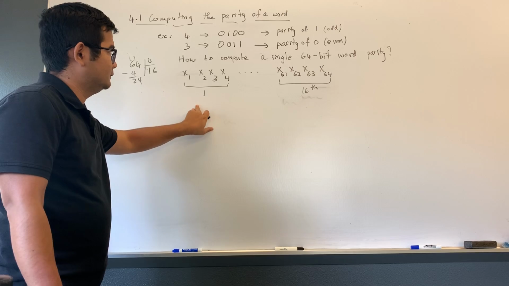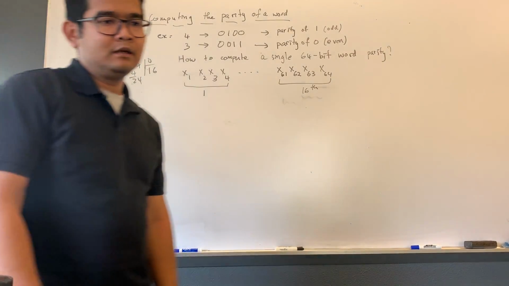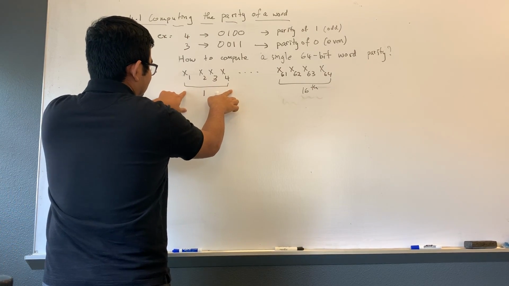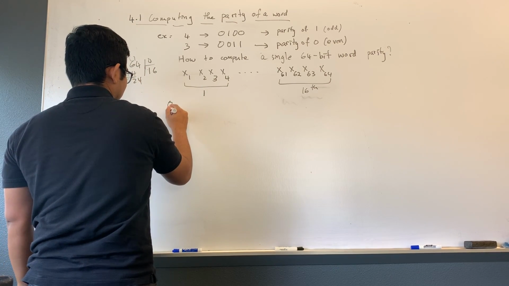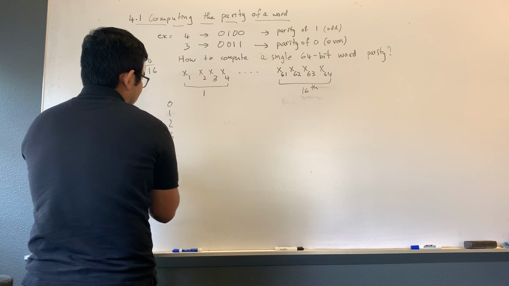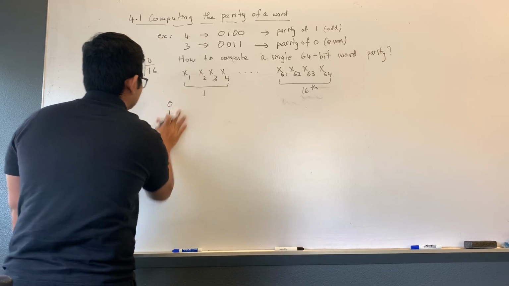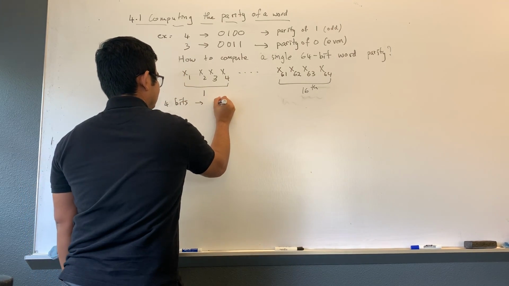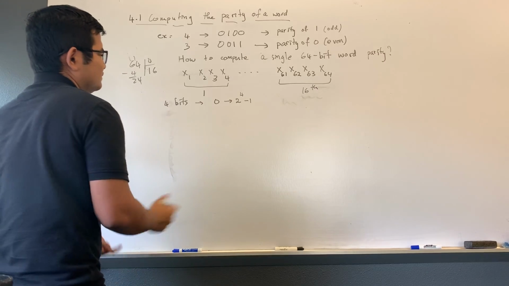But the idea is, instead of looking at it bit by bit, we can create a lookup table. In our lookup table, we can design it to represent the value of 4 bits. 4 bits can represent from 0 up to 2 to the power of 4 minus 1, which is 15.